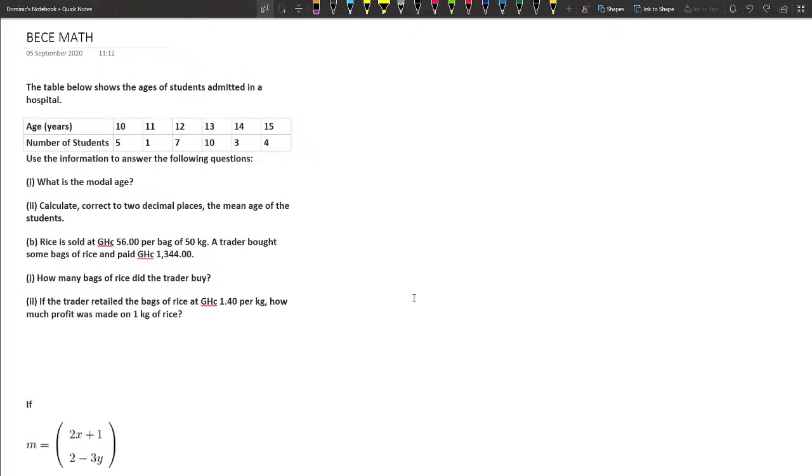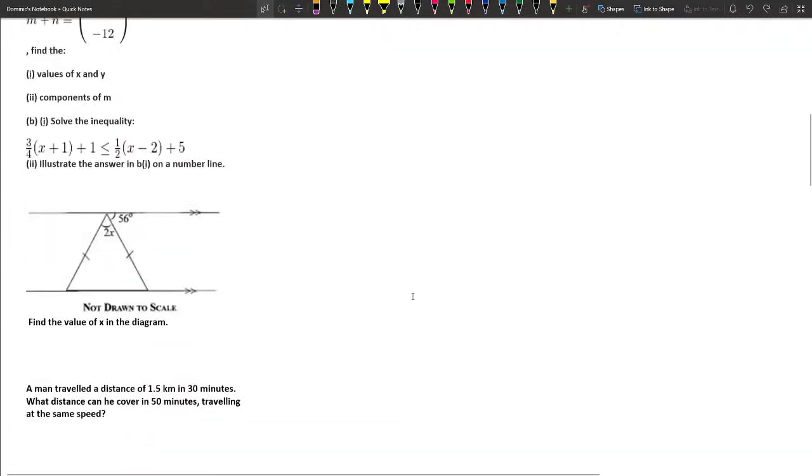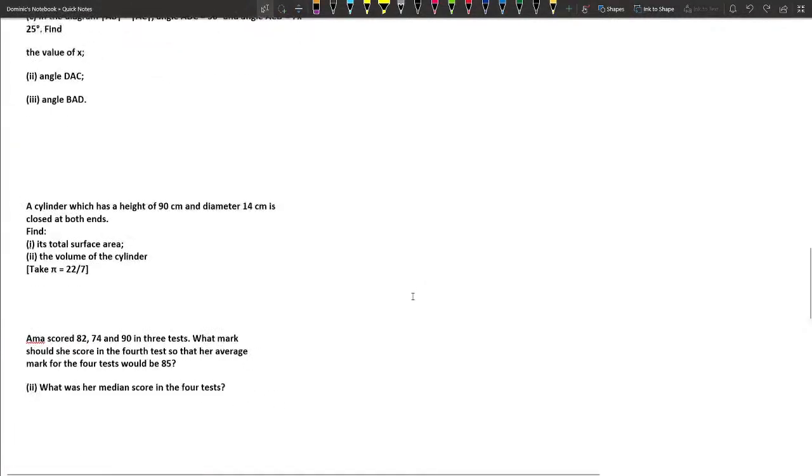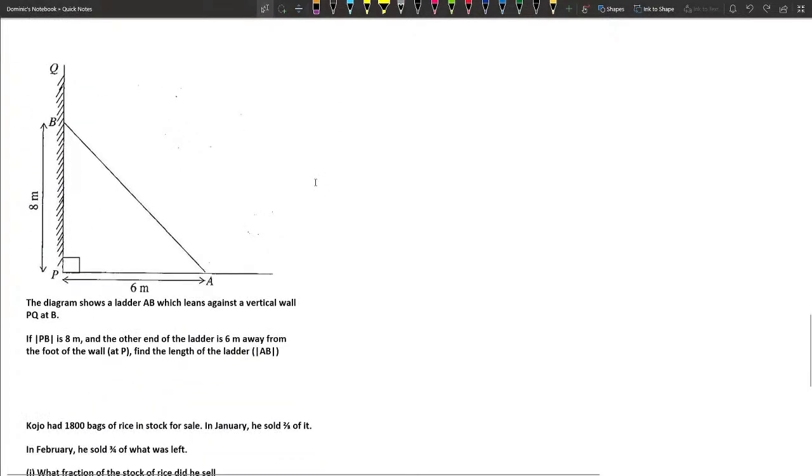So today we'll be looking at some past questions, some math questions surrounding certain topics like vectors, statistics, inequalities, linear inequalities, angles, which is the same as plane geometry, and some form of business math. We'll also look at a few other ones surrounding total surface area, volume of a cylinder, and all that. We'll also be looking at mean, how to calculate mean. We'll also be looking at how to use the Pythagoras theorem formula to answer a question like this, as you can see on your screen.